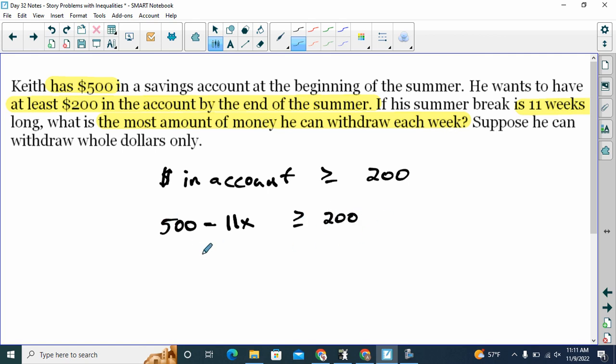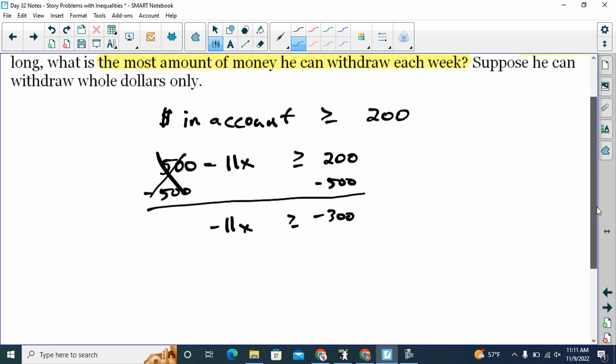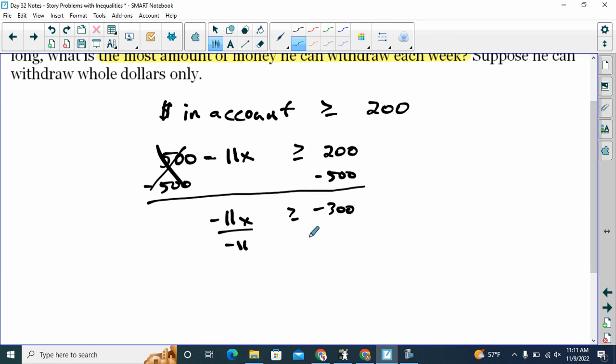So he starts with 500. He takes out money 11 times, but we don't know how much he takes out each time. And again, the amount that's left in his account needs to be greater than or equal to 200. Now we need to solve for x. We start by subtracting 500 from both sides. We get negative 11x is greater than or equal to negative 300. We divide both sides by negative 11.